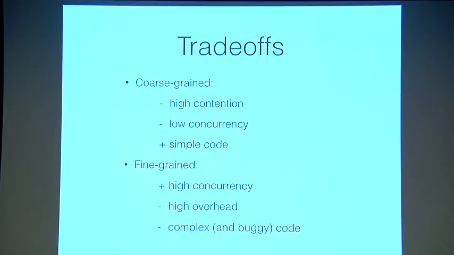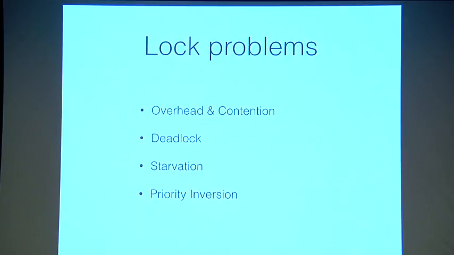Threading code is very easy to write in a way that causes problems. Lock problems, right? There's overhead, there's contention. Those are the obvious ones. Then there's a whole list. These are the three most common problems, but the number of ways to write bad threaded code is basically the number of ways to write bad code times the number of threads you're using.